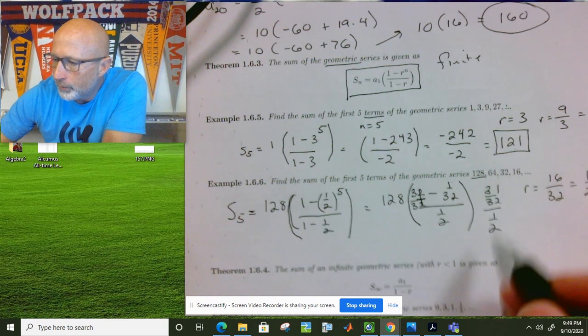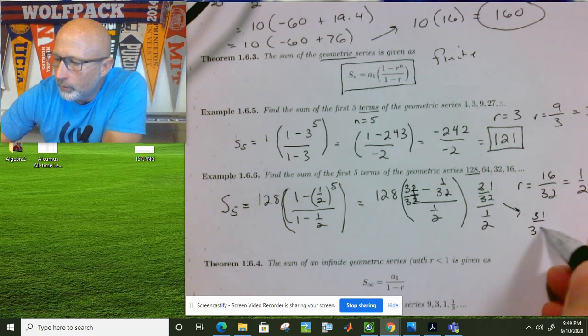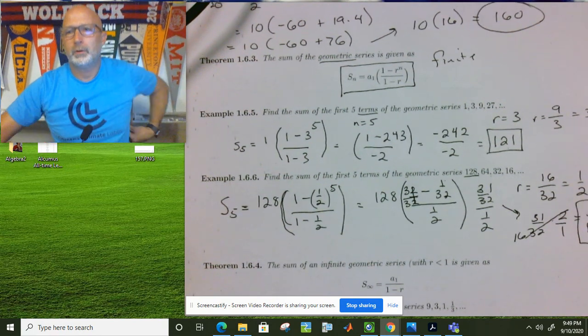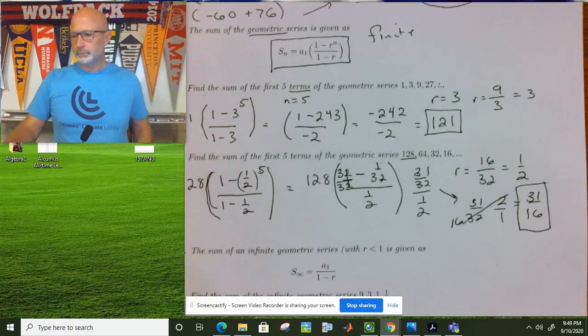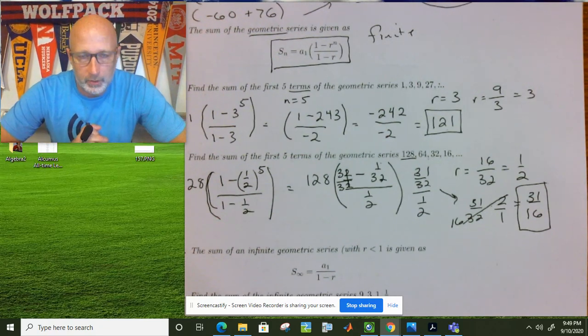I flip and I multiply. Sorry, I have to go down here. So I have 31 all over 32 times 2 over 1. Those cancel to 16. My answer is 31 all over 16. Oops, sorry, can't see it. There you go. Okay, so that is for a finite geometric series.